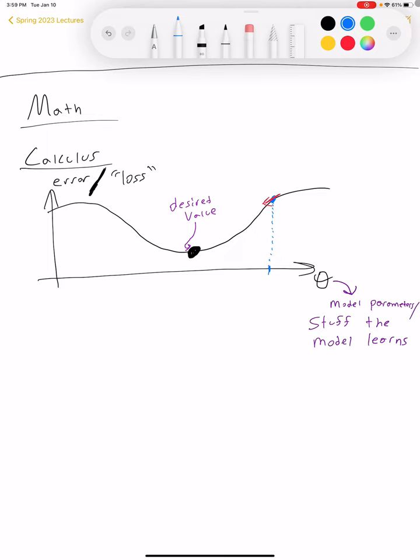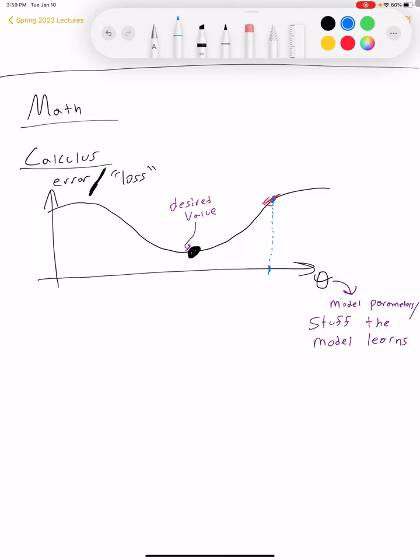Yes? Would the error graph always be like a parabola? No. It's not always going to be convex. We'll cover all those details in the future. But oftentimes you engineer these loss functions so that they're differentiable and convex and all that.